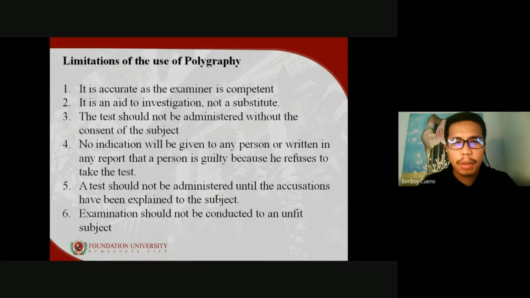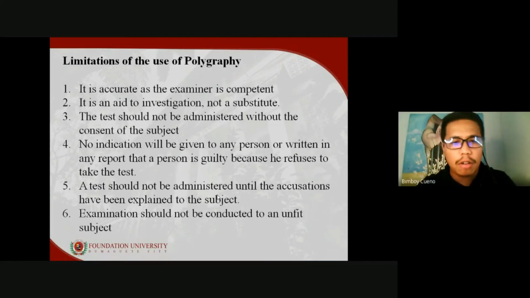No indication will be given to any persons or written in any report that a person is guilty because he refuses to take the test. Another important factor, the refusal of a person to undergo polygraph examination shall not be an evidence. In the same way, it shall not have any impact or assumption to the case being investigated.